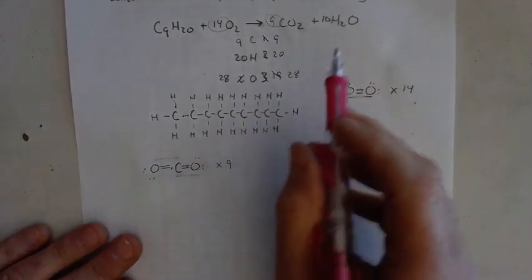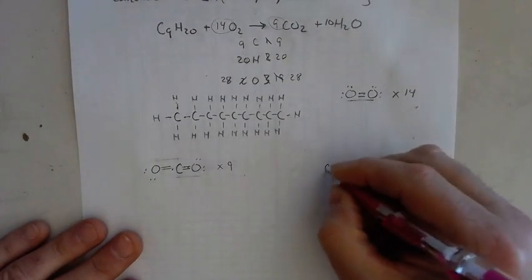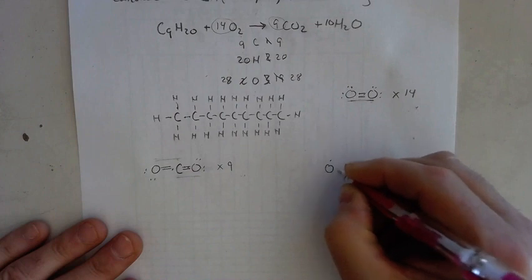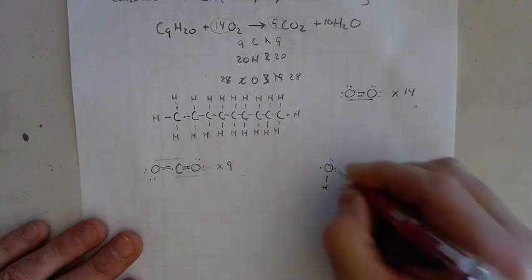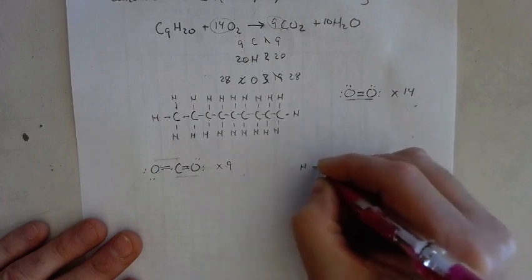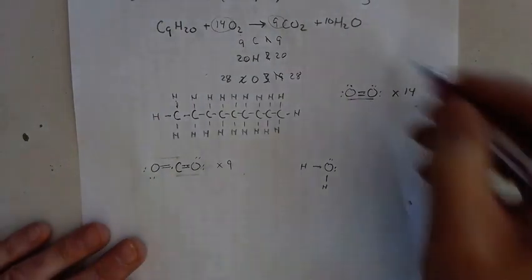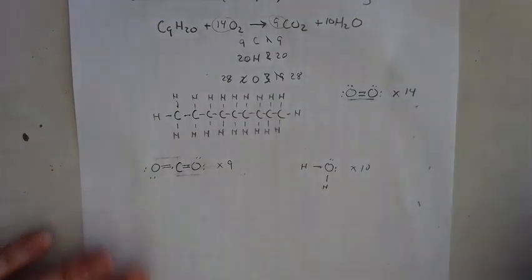And then finally we have water, which is the simplest of them. You have oxygen 1, 2, 3, 4, 5, 6, and we attach 2 hydrogens to them. And that one is going to be times 10.